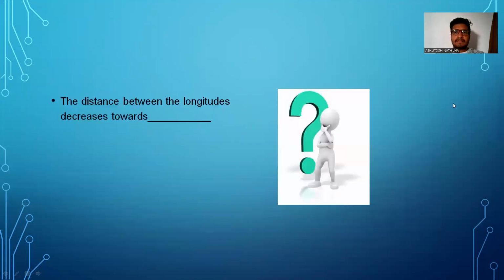So now further, the distance between the longitudes decreases towards the poles. Yes, very good. The correct answer is poles. The distance between the longitudes decreases towards the poles. Okay, as we move towards the poles, the distance between longitudes keeps decreasing. Okay, very good. Now move forward next.